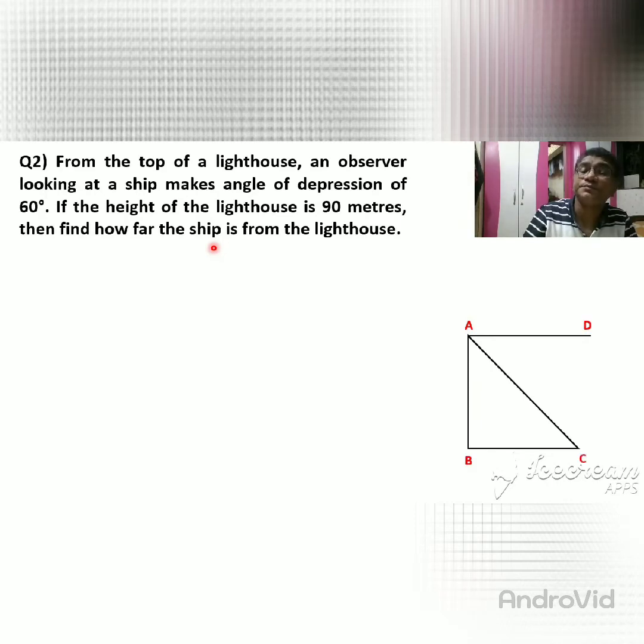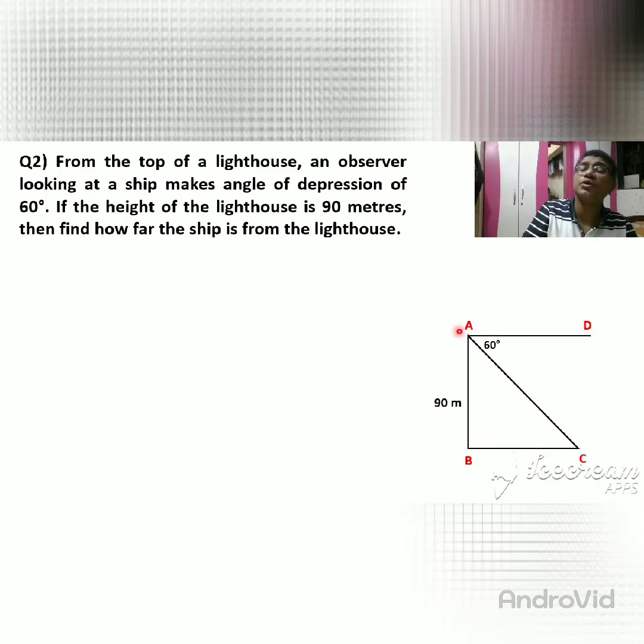See, this is AB. This AB is the lighthouse, and the lighthouse height is 90 meter. So here is written AB height is 90 meter. At this lighthouse there is a person standing who looks towards the ship. Here is the sea, and in this sea there is a ship.